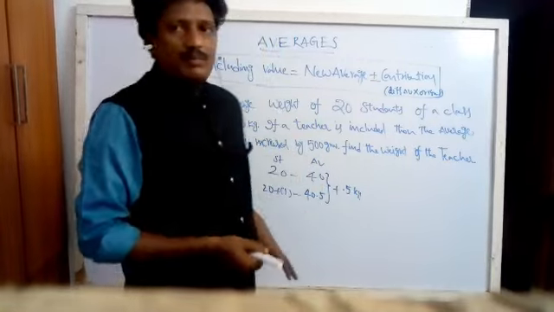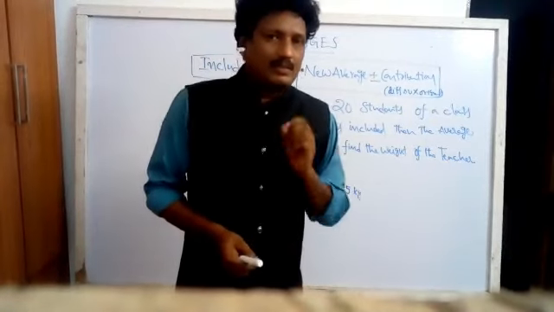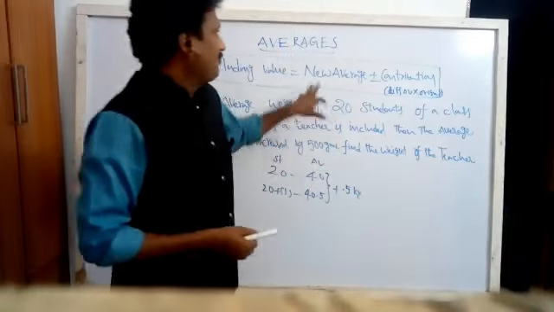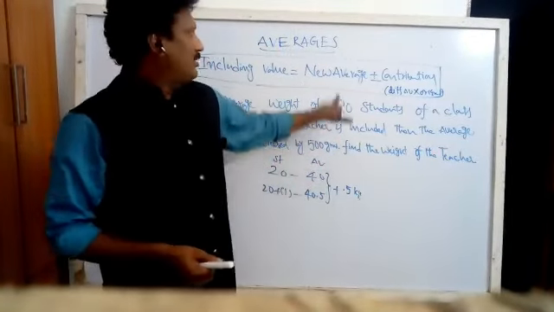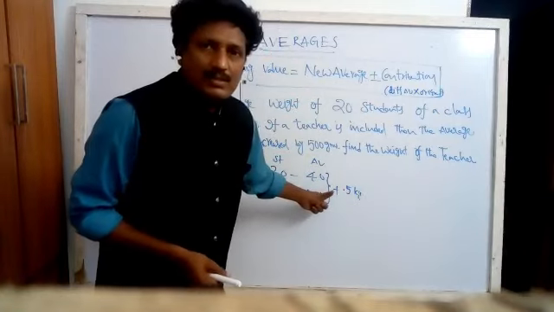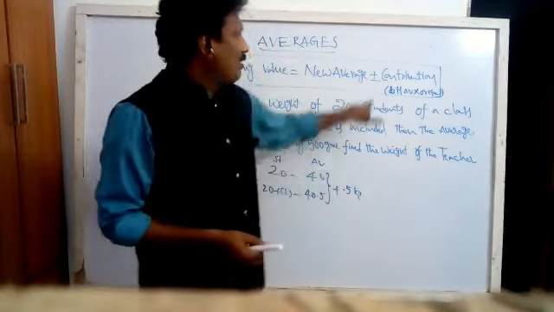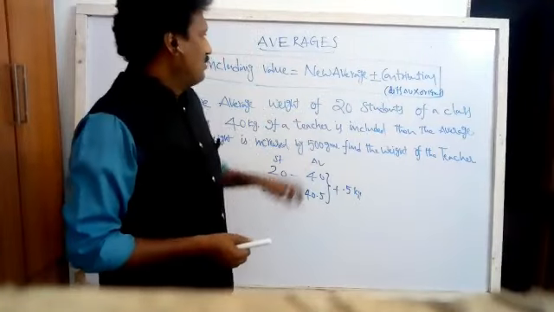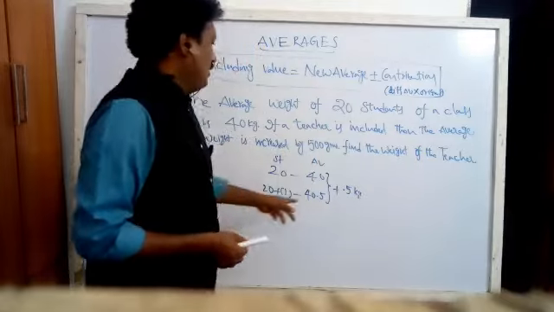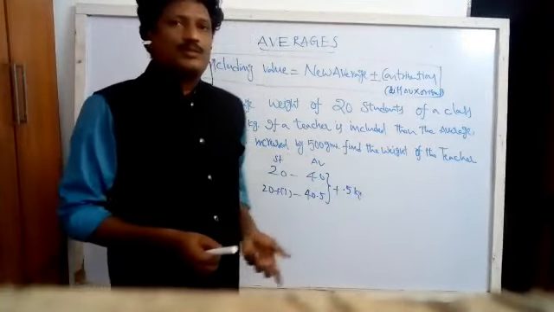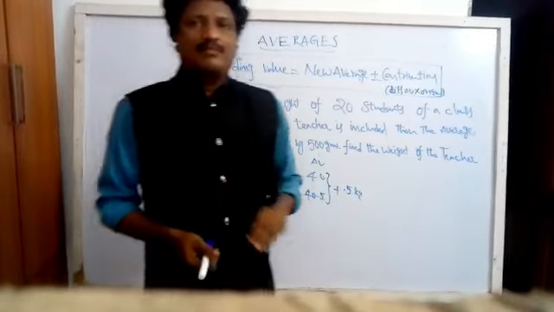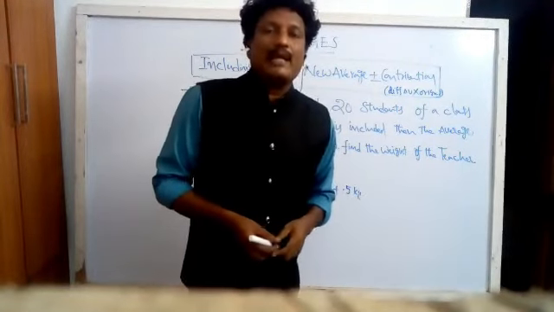See, for this problem there is no need for any calculations; within a fraction of a second we can get the answer. New average means 40.5. We have to use a plus, because the average increases. So 40.5 plus contribution. Half into 20, 20 into half means 10 kgs.